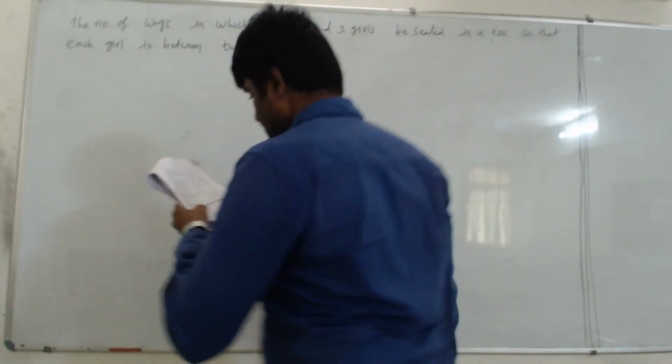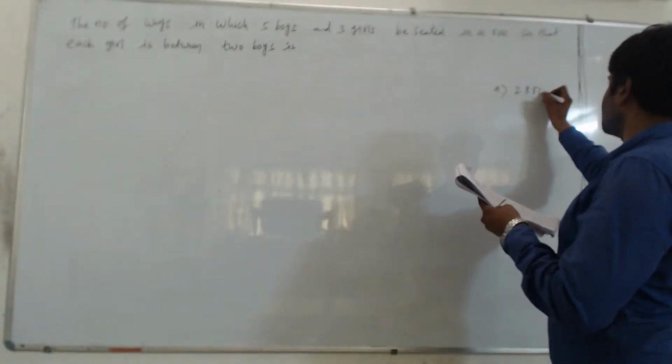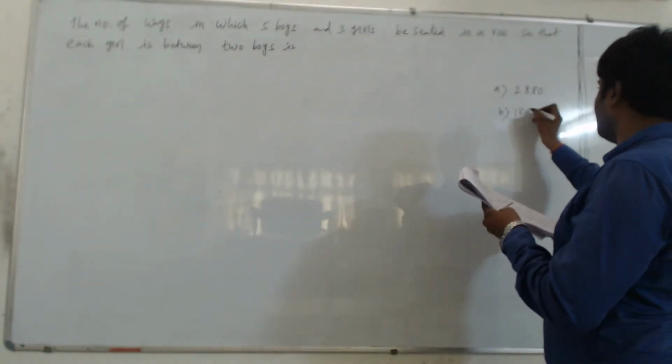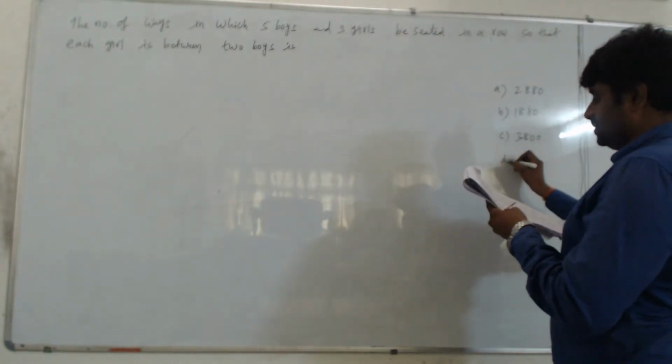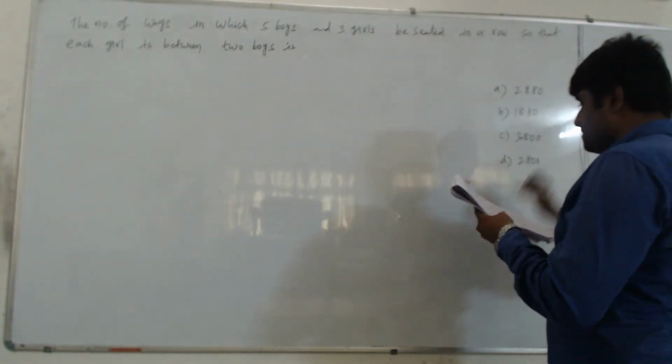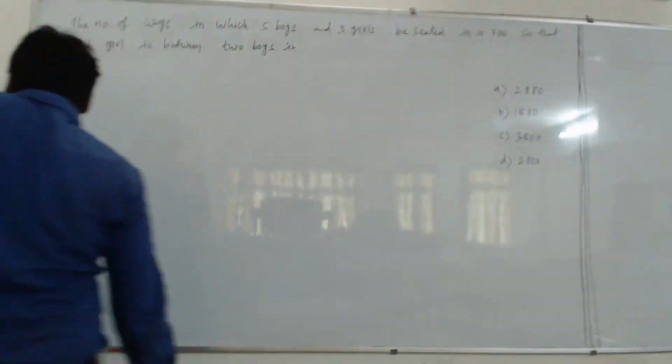So the first option is 2880, the second option 1880, the third option 3800, and the fourth option 2800. Just try to understand this question first.